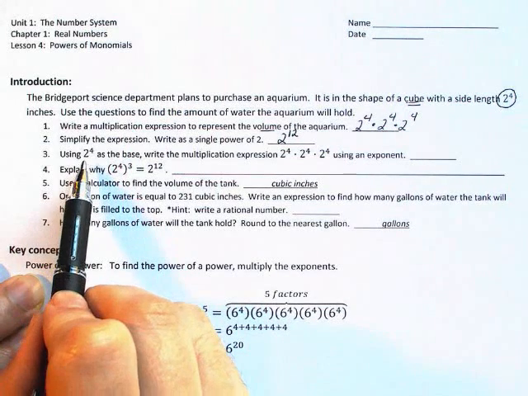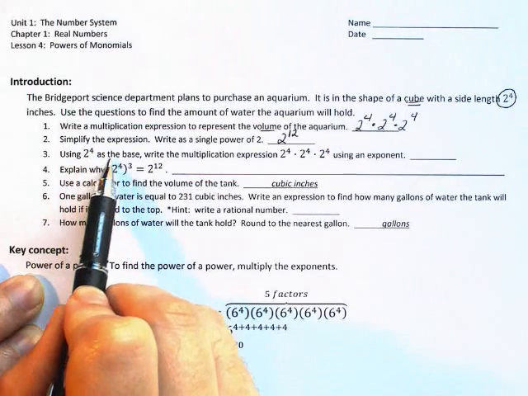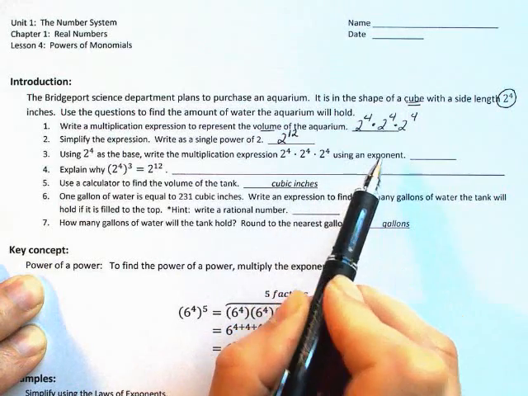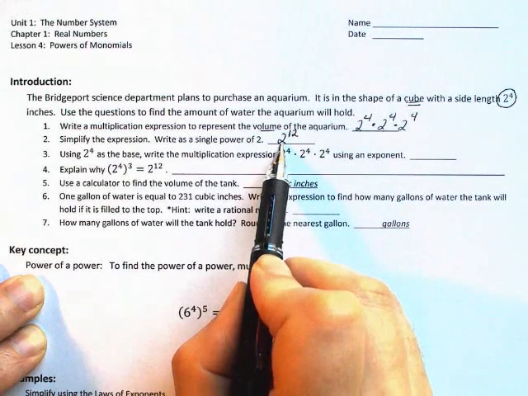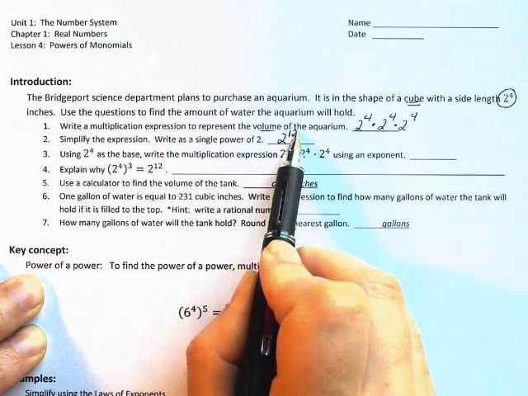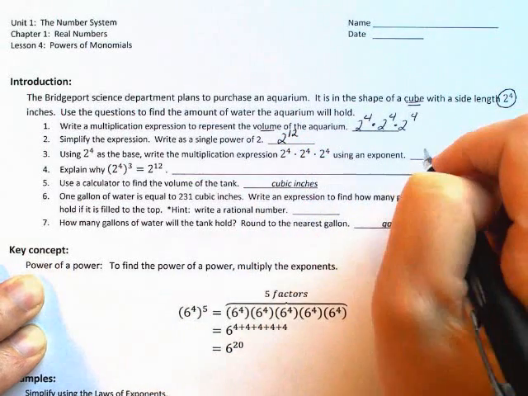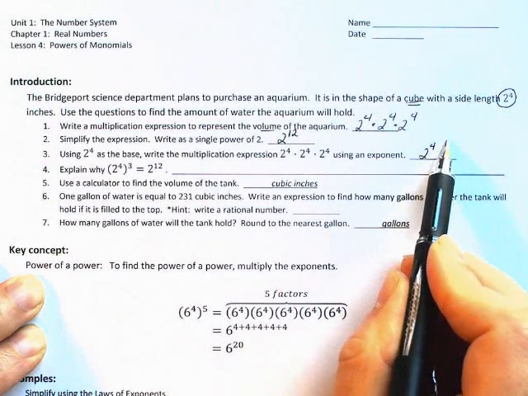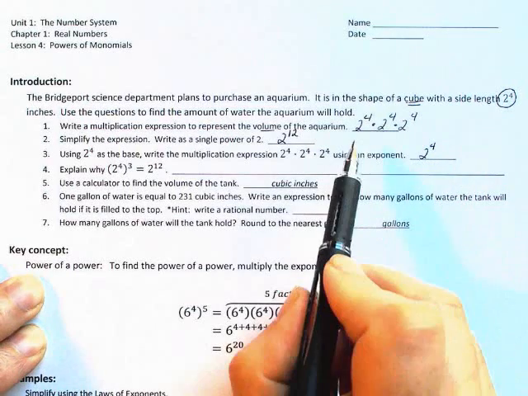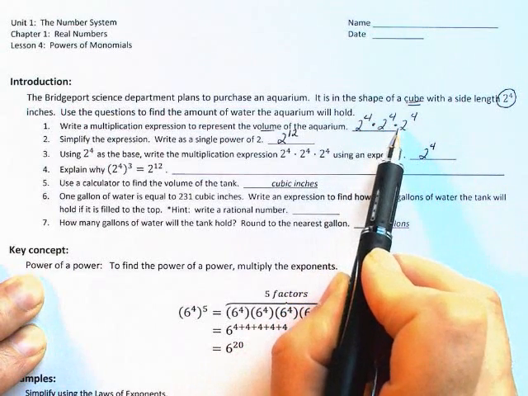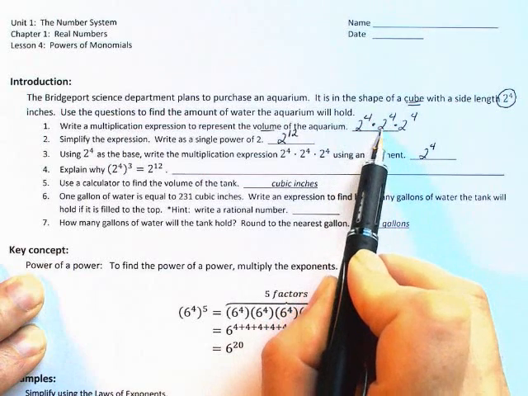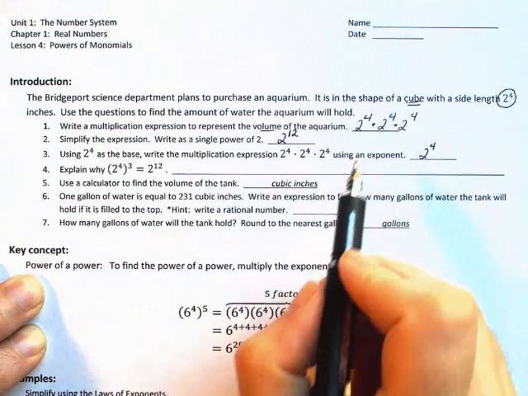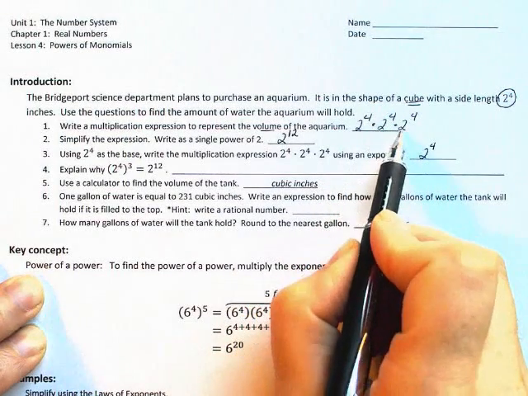Question 3. Using 2 to the 4th power as the base, write the multiplication expression using an exponent. Okay? So instead of using only the number 2 as the base and then finding out an exponent, this time we're asked to use 2 to the 4th power as the base and then find out an additional exponent. So as I look at this multiplication expression, how many 2 to the 4th powers are there? Because an exponent tells you how many times something is used as the base. And I see 3 of those.